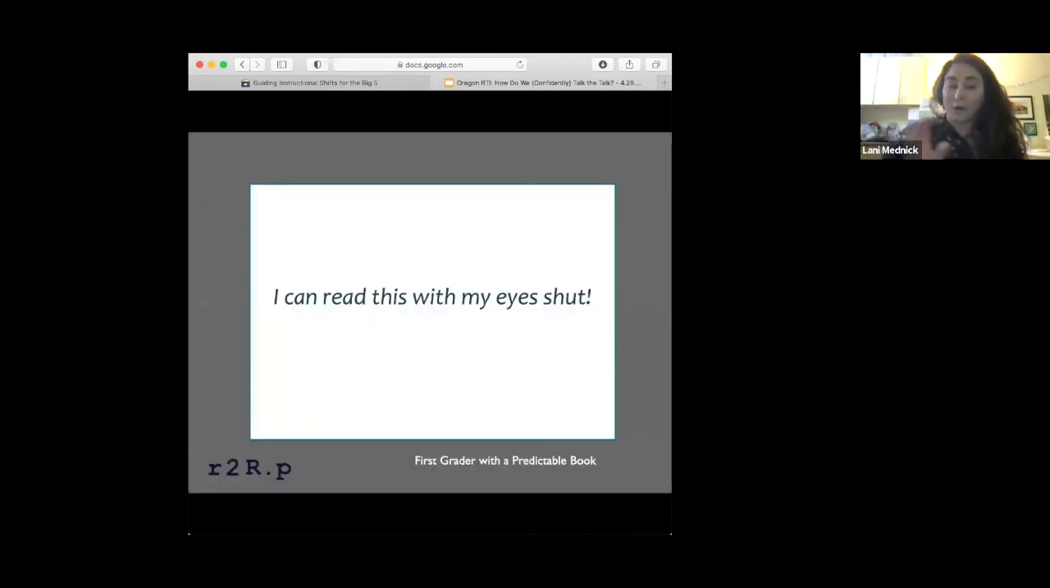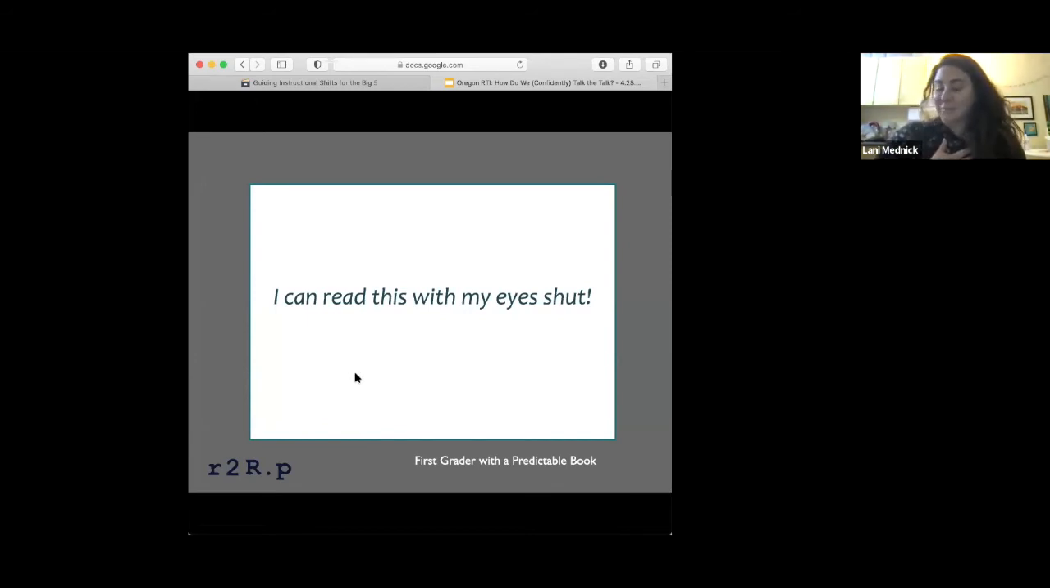And what we don't want is this. And somebody asked in the chat, why not use both? Sometimes when we are over reliant on predictable text, or we're using both, we get kids like this. This is an actual quote from a first grader that Margaret was working with: "I can read this with my eyes shut." We don't want that. That's not reading.